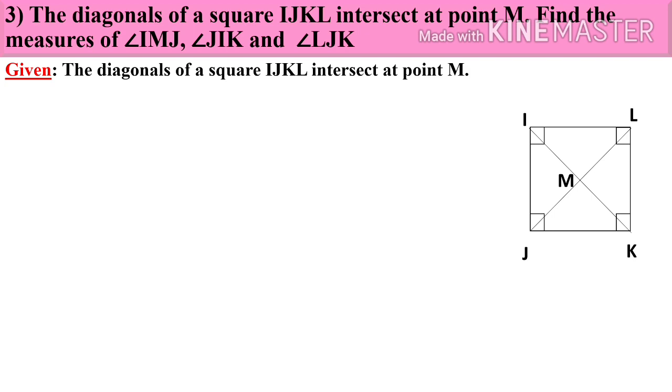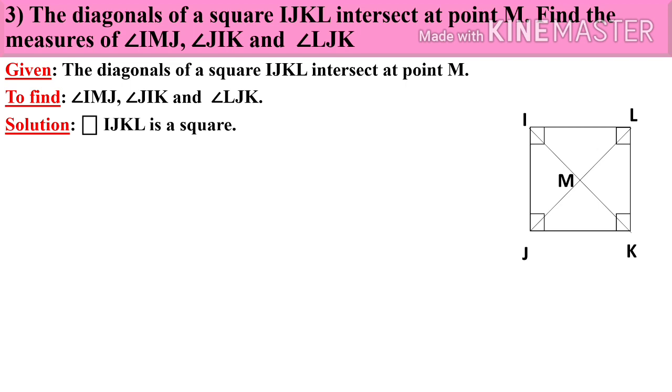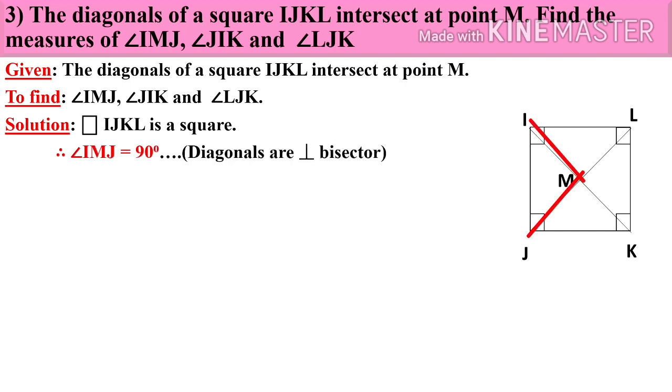First of all, we will write the given information to find out. Now solution. Quadrilateral IJKL is a square. It is given. IMJ equal to 90 degree. How? Diagonals are perpendicular bisector. Perpendicular bisector means the given angle is 90 degree.